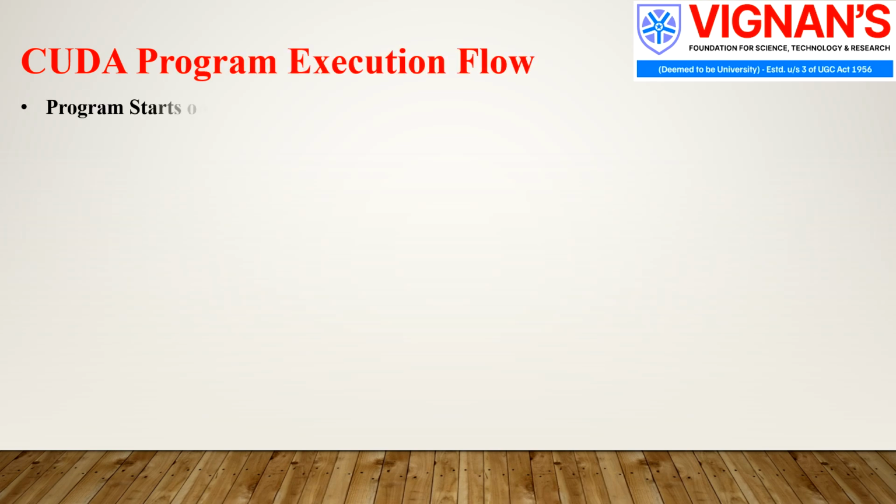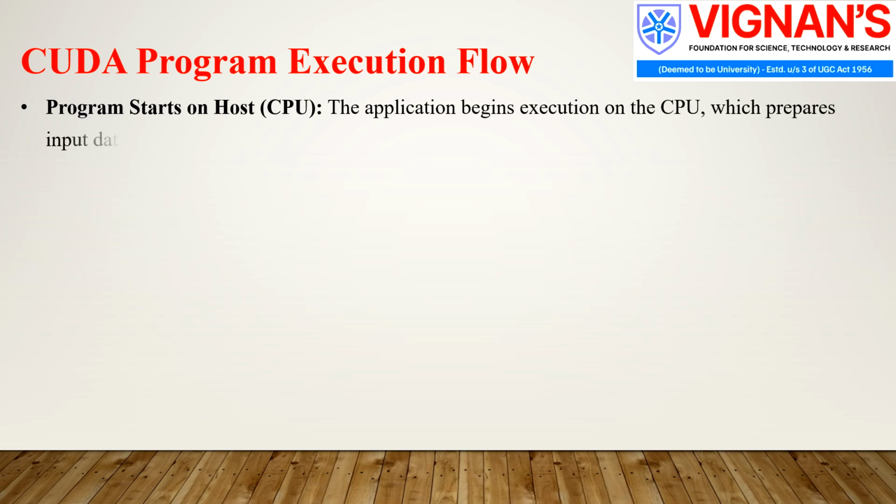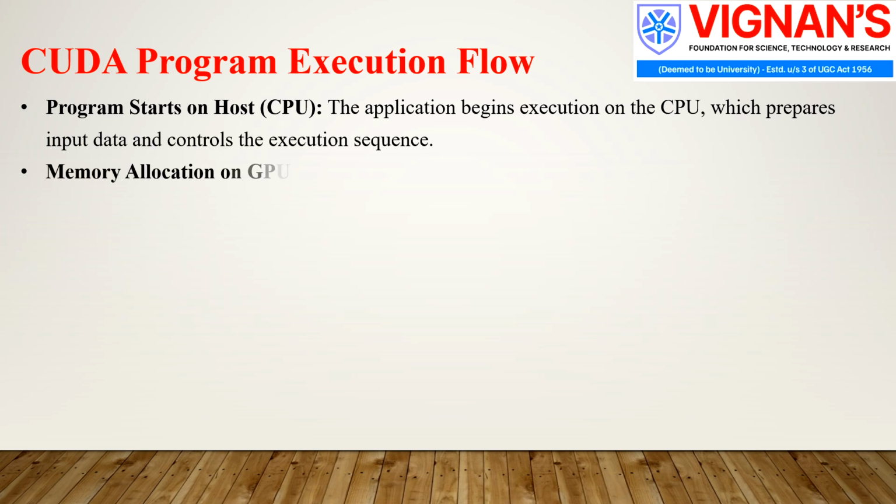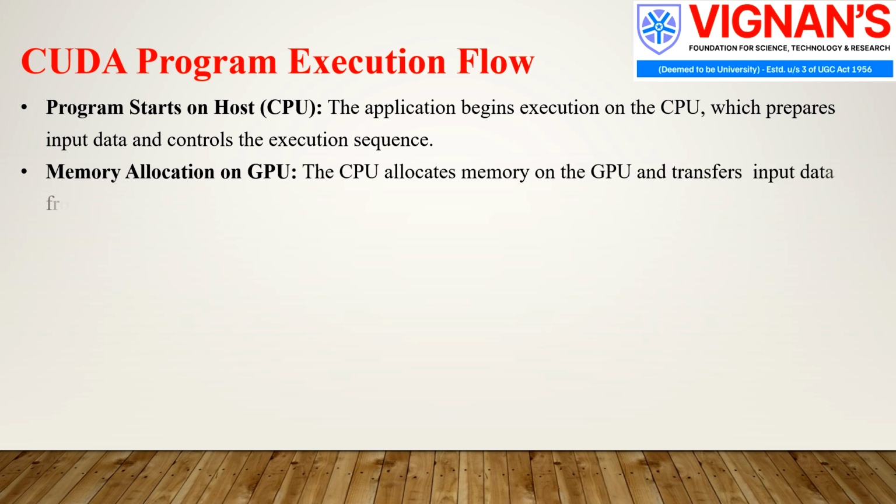This slide explains the CUDA program execution flow. The program starts on the host, which is the CPU. The application begins execution on the CPU, where input data is prepared and the overall execution sequence is controlled. Next, memory allocation is performed on the GPU. The CPU allocates memory on the device and transfers input data from host memory to device memory.